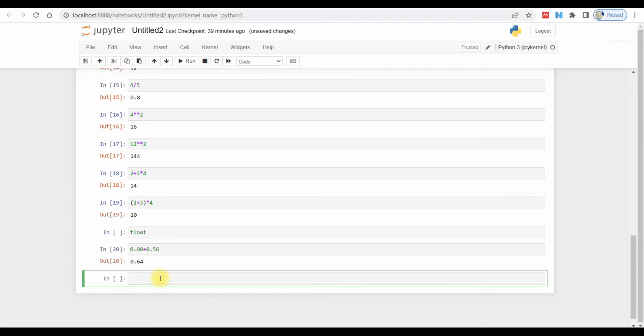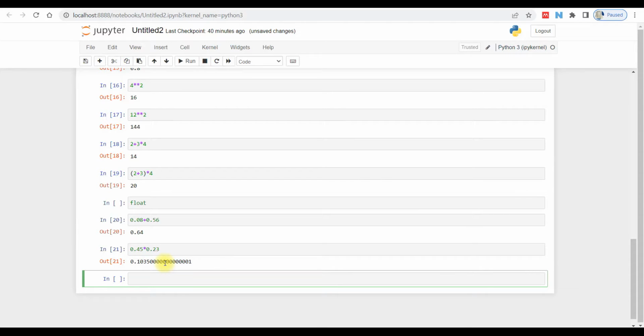Next part is that we do the multiplication part. Suppose I say 0.45 into 0.23, and I press shift plus enter, it will give you the multiplication and it gives you the decimal values.